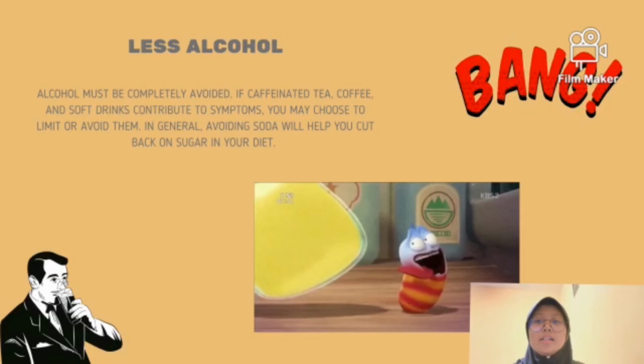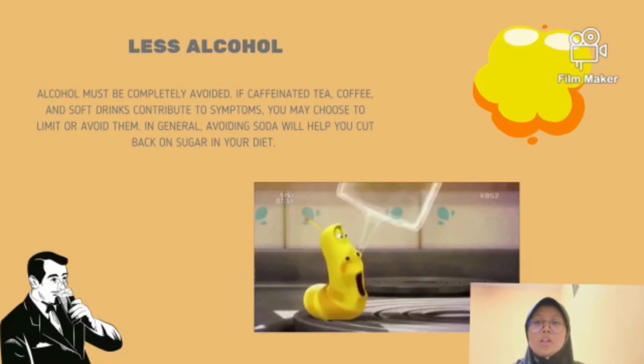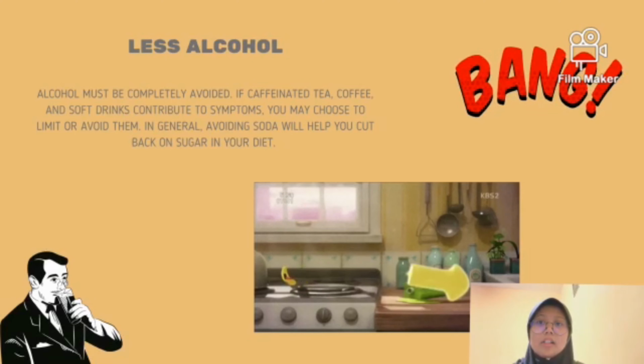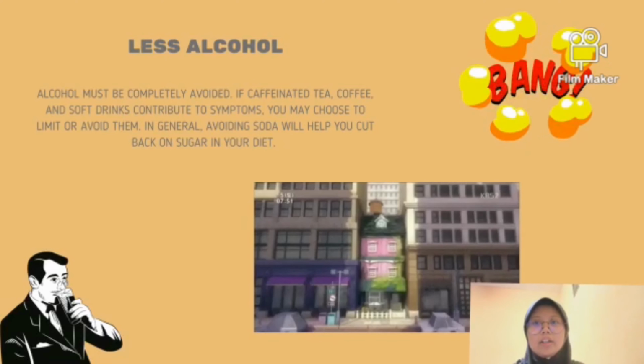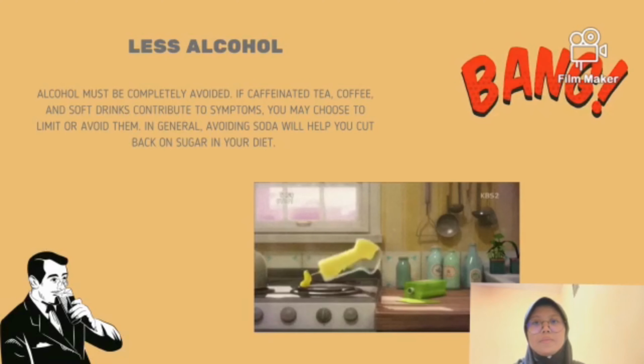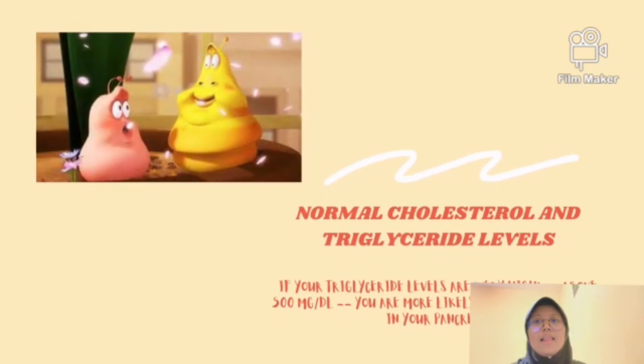The next one is, please avoid consuming alcohol or soda. This will help you to cut sugar in your daily meals. Last but not least, please maintain normal cholesterol and triglyceride levels to prevent your pancreas from getting inflammation.